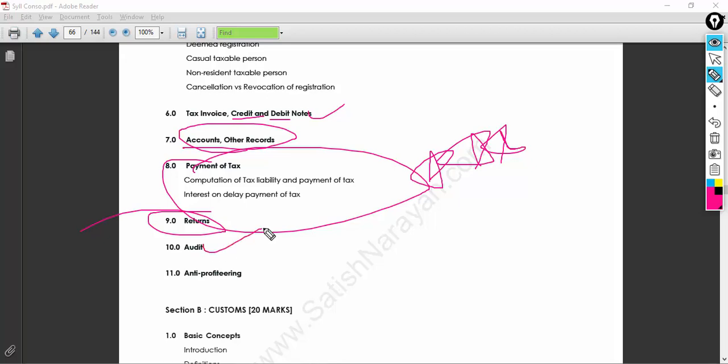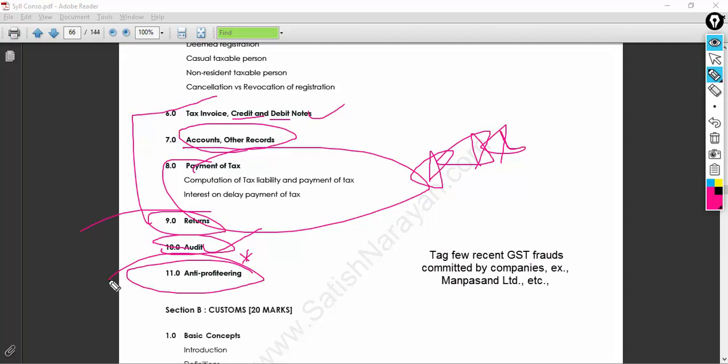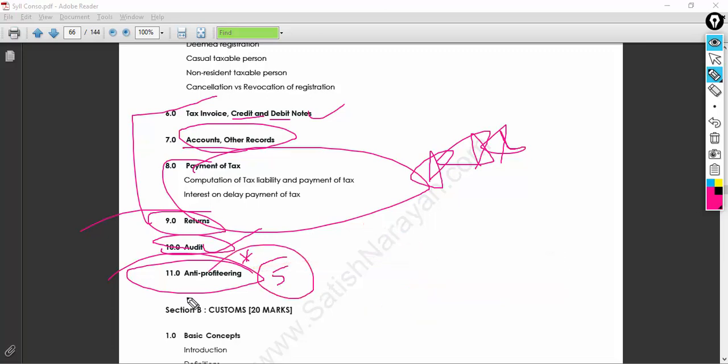It might be difficult for you, so considering the above, I would suggest you try to know the very basics, not go in depth. Anti-profiteering: the government has brought a new notification with regard to anti-profiteering. Very, very important, guys. I would say you can expect 5 marks from this.